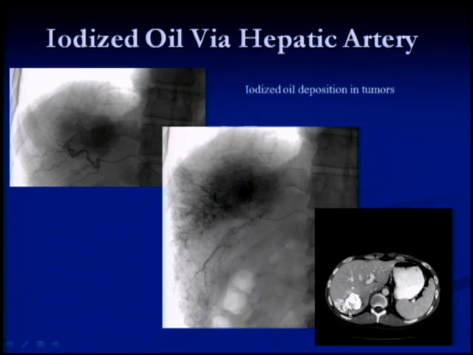And obviously, you get a little bit of normal liver damage also. Most of it recovers and regenerates.